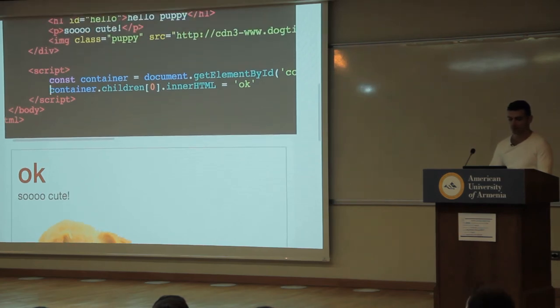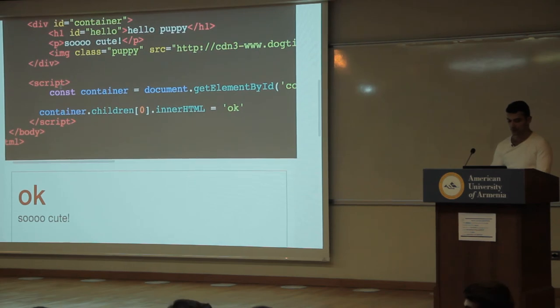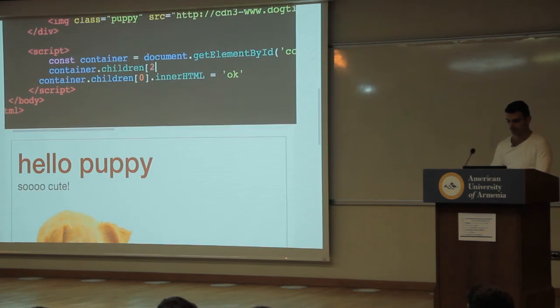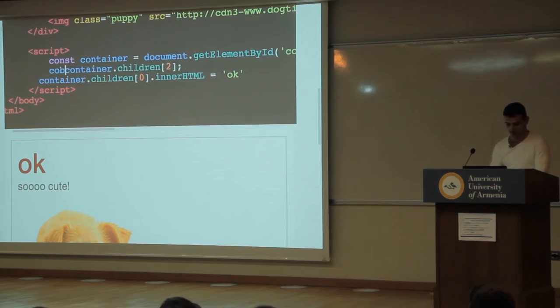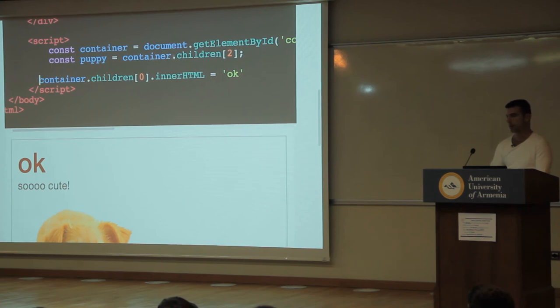Okay, watch. So first we need a reference to the puppy. There are a few ways I can do this. I can do container.children and then take, which one is the puppy? The third one, so index of 2. Right? So I could do this and I can say const puppy. I could also give the puppy an ID and do document.getElementById puppy, right? Okay, so now this is the puppy.